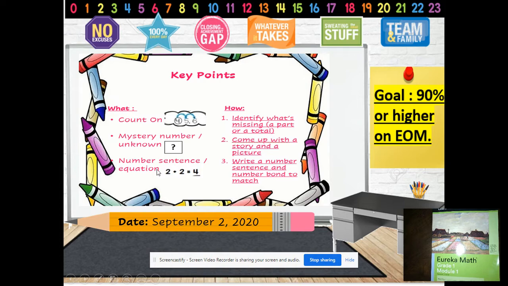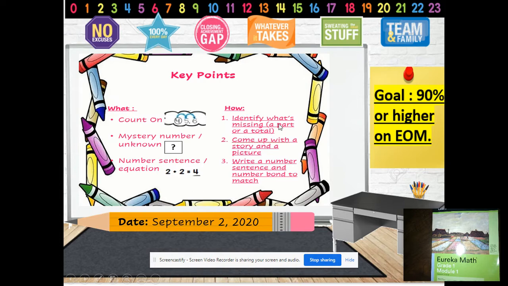And right now we saw that was part of our objective. I can tell stories by using equations. So this is an example: 2 plus 2 equals 4. You're supposed to be able to create a story with this. How are we going to do that?